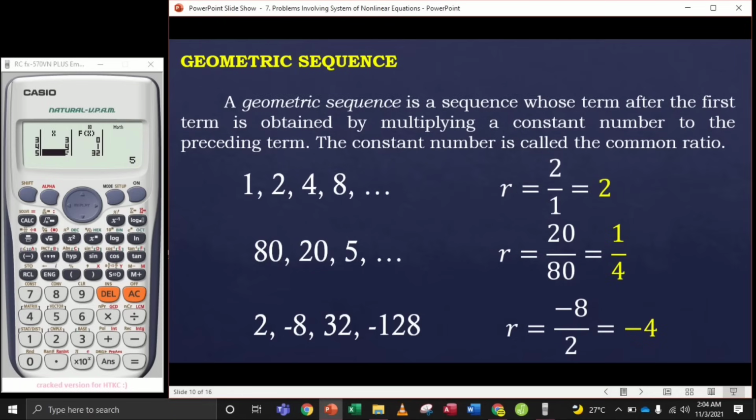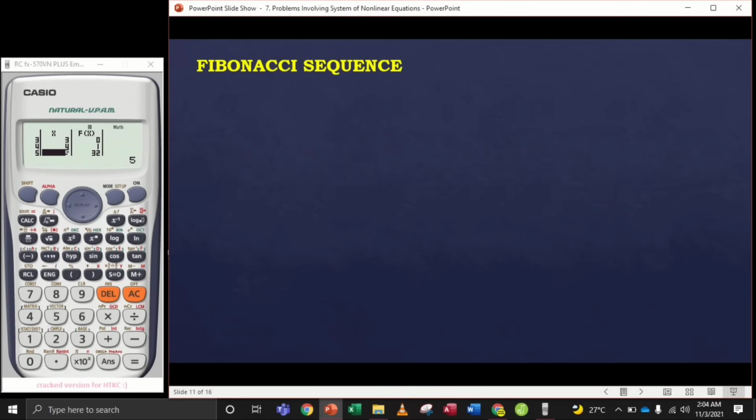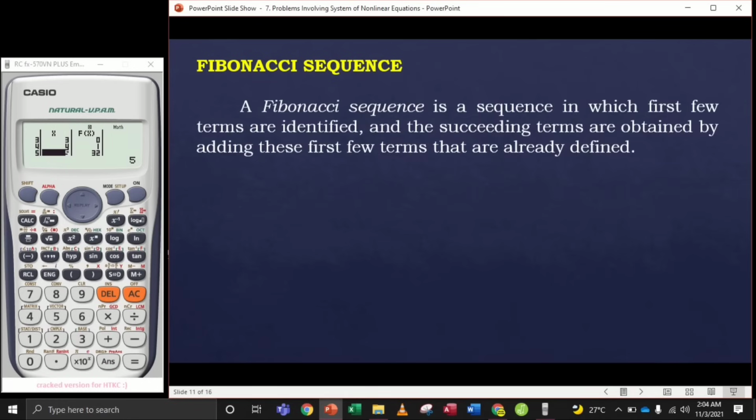Okay, so alam na natin yung pagkakaiba ni geometric sequence dun sa arithmetic sequence. So sa arithmetic sequence, kapag may common difference, arithmetic sequence yon. Kapag may common ratio sila, geometric sequence. Another, meron tayong tinatawag na Fibonacci sequence. So ano naman yung Fibonacci sequence?